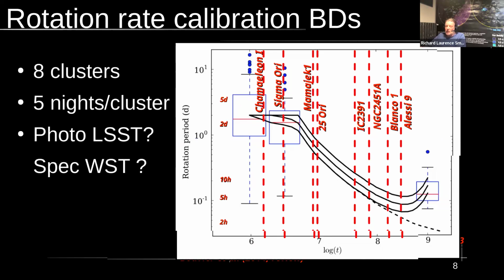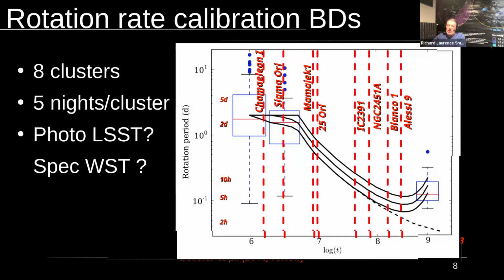Next slide. This is a proposal we put together to try and look at the variation with time. So we were going to look at these 7 or 8 clusters, and we calculated that you needed about 5 nights per cluster to measure the change in photometry for the rotation. Now, this is probably something that's going to be done by the LSST, but having said that, it is also on quite a short scale where the LSST doesn't actually cover as well as a pointed program.